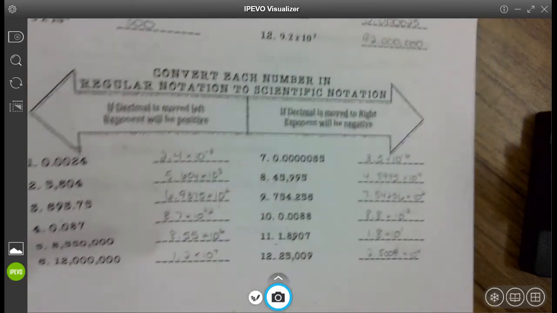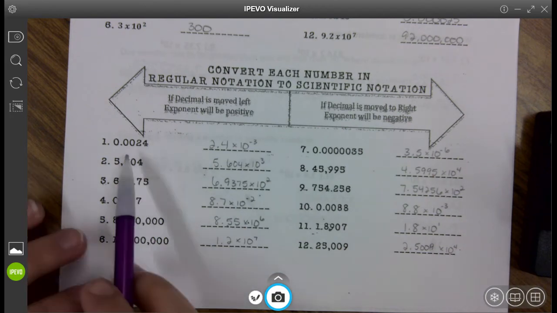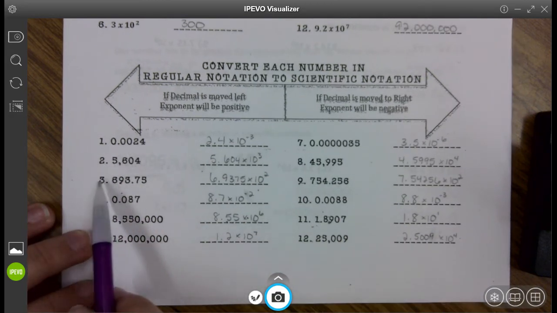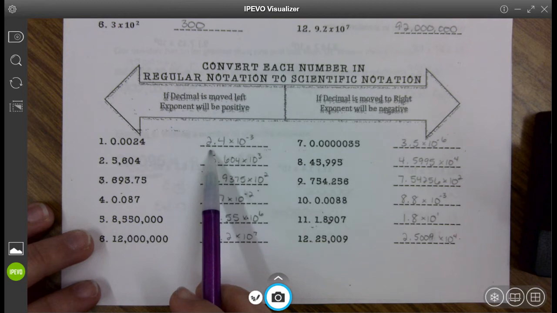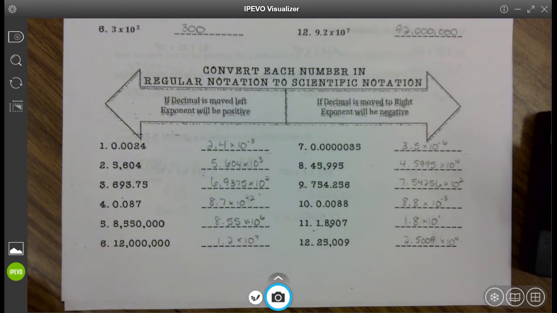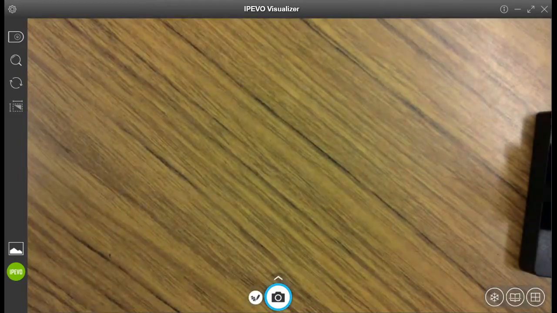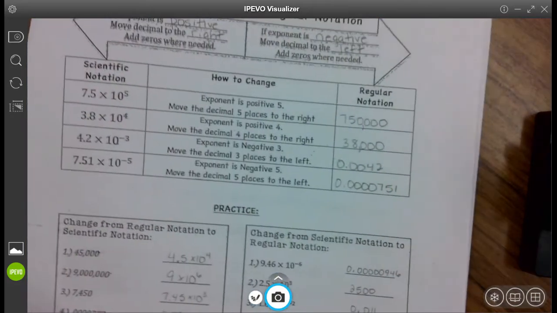Now, if you look at the bottom of the page, you can go ahead and pause the video again and try to work on your own. These are given to us in standard form. Now we need to turn them into scientific notation form. Once you're done filling out that page, go ahead and flip on over.